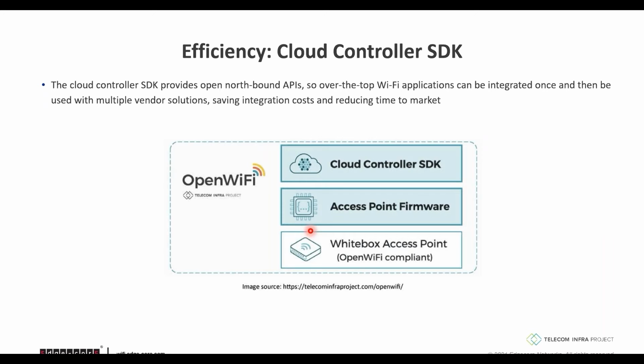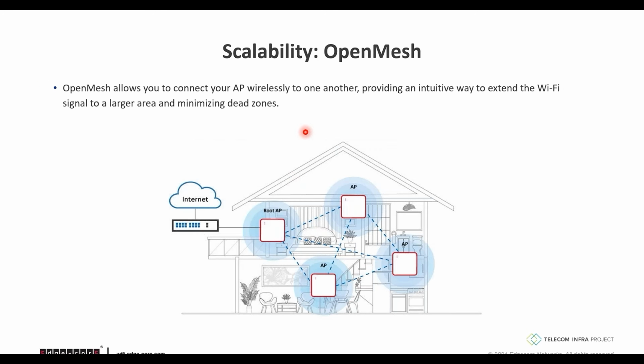Now for the efficiency of the cloud control SDK. The cloud control SDK provides, as I mentioned, an open northbound API. So over-the-top Wi-Fi applications can be integrated once, then be used with multiple vendor solutions. So it can save integration cost and reduce the time to market. Now let us talk about the latest release, the software features from the TIP Open Wi-Fi.